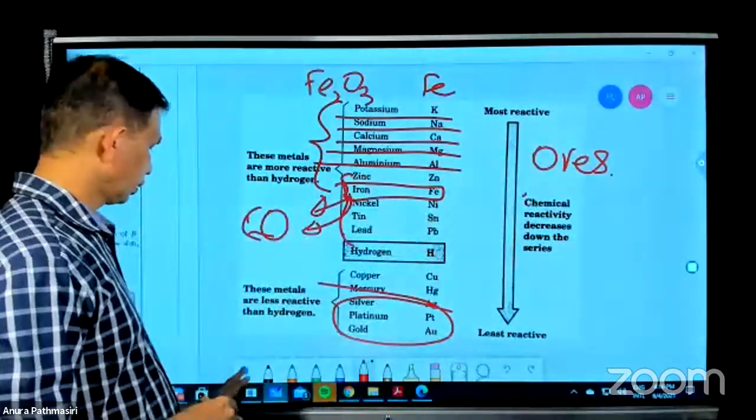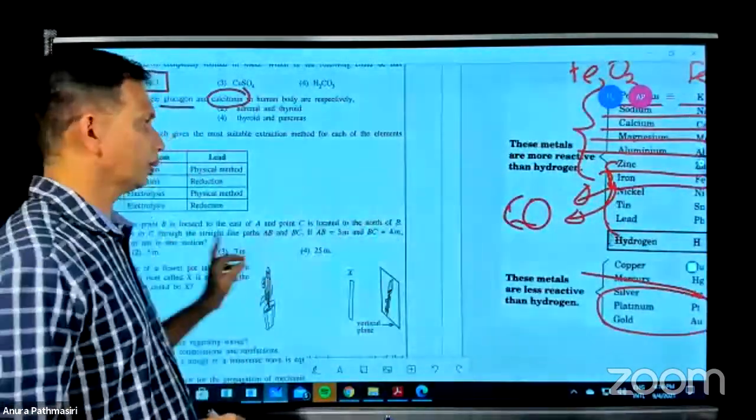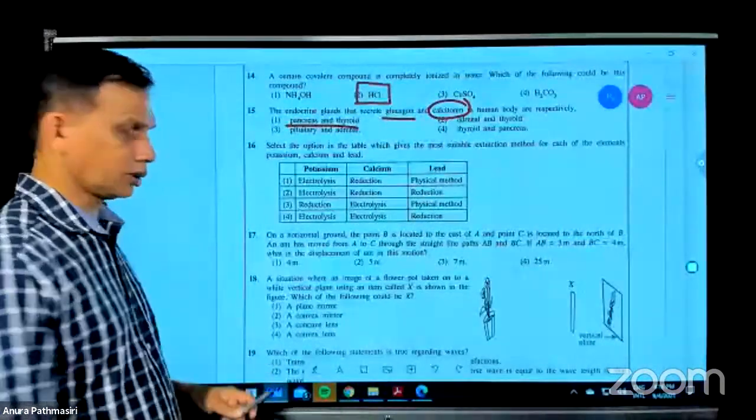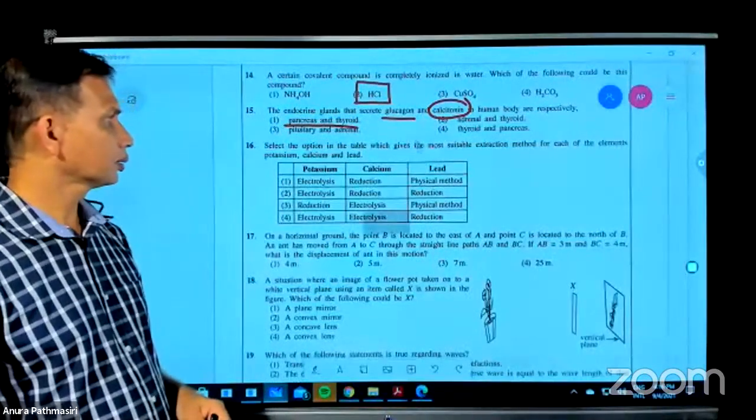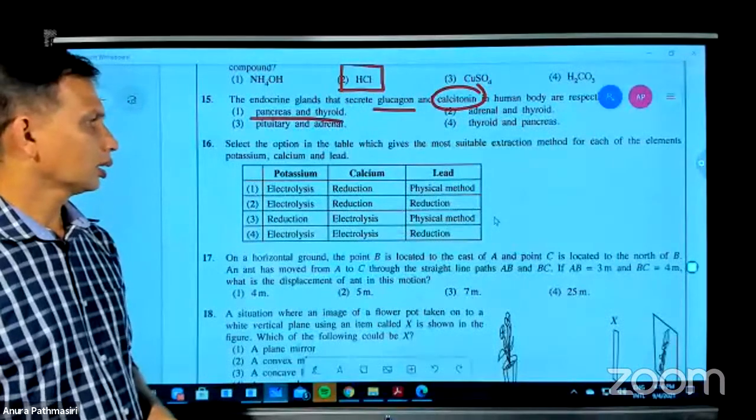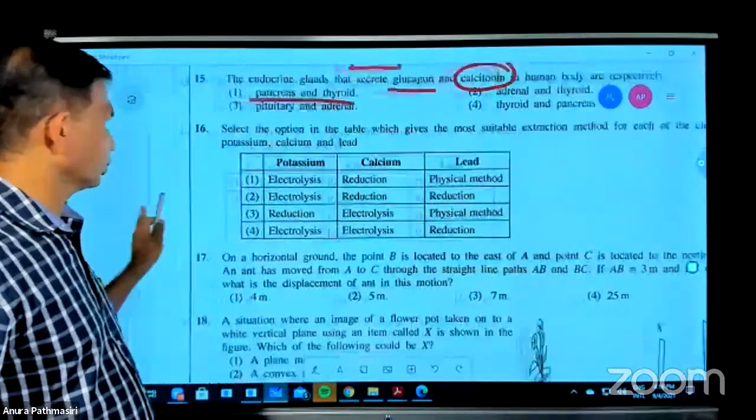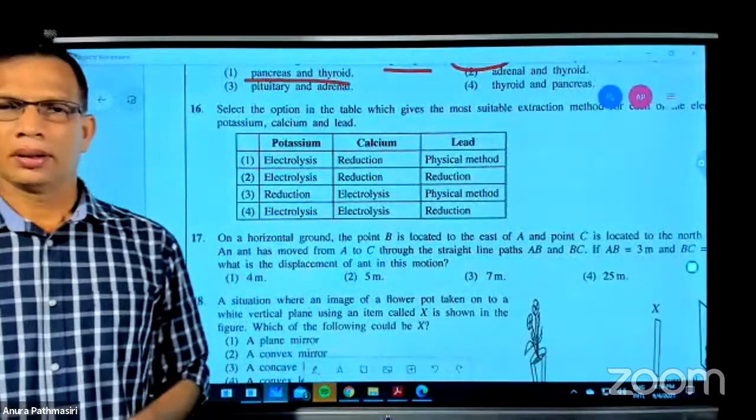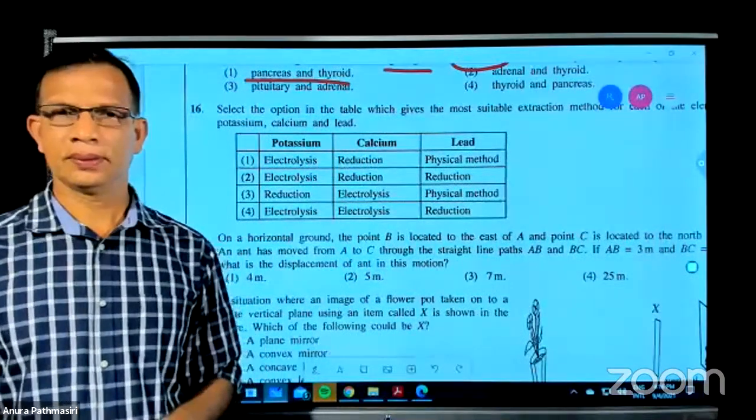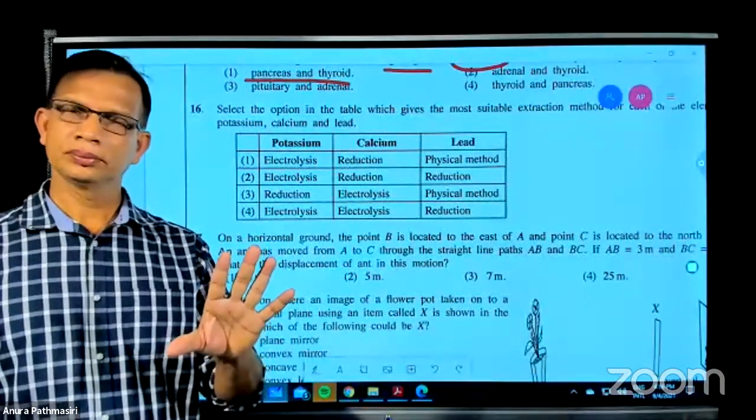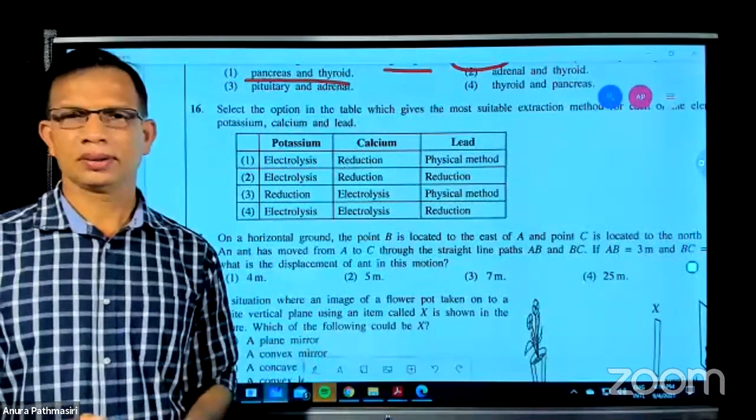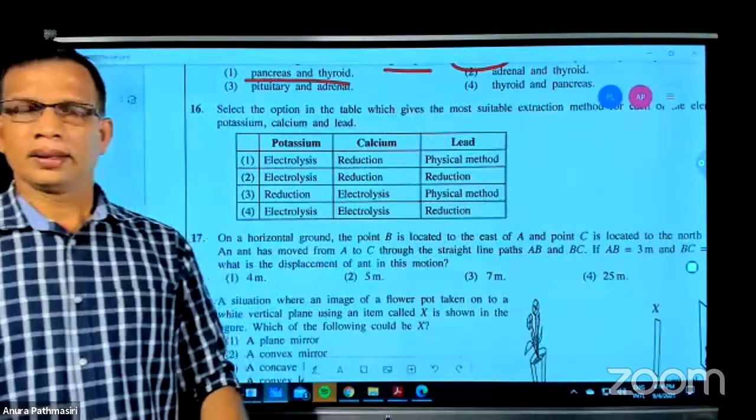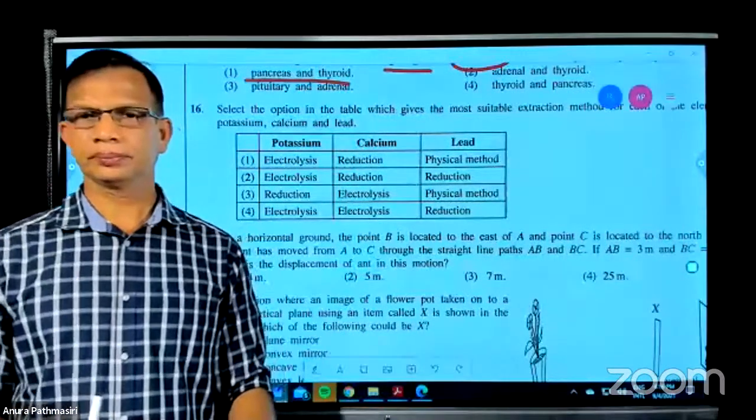So my question in the paper: with that knowledge, we are moving to the question to understand what the answer is. It says select the answer. So what is your answer then? Is number one correct? I give you the opportunity to find the answer. Let me know, please. First one, potassium. What is the answer for the 16th question? Potassium electrolyzes calcium.